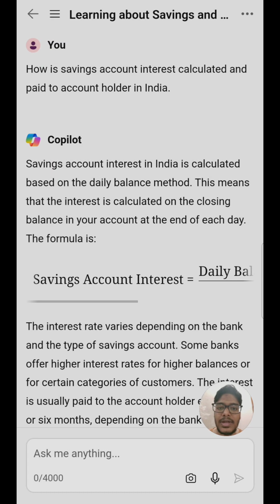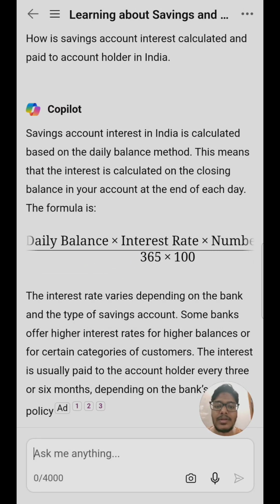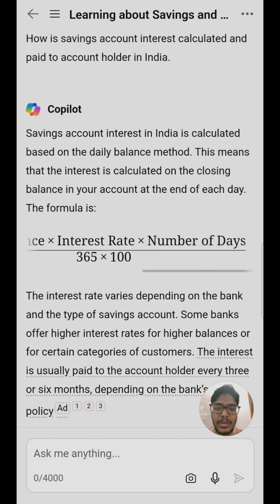Savings account interest in India is calculated on the basis of the daily balance method. This means that interest is calculated on the closing balance in your account at the end of the day. The savings account interest formula is: the daily balance, which is the balance in the account holder's bank account for a particular day, into the interest rate, into the number of days. The number of days is the number of days for which the balance remains constant. We will try to understand this with an example in some time. Divided by 365 into 100.